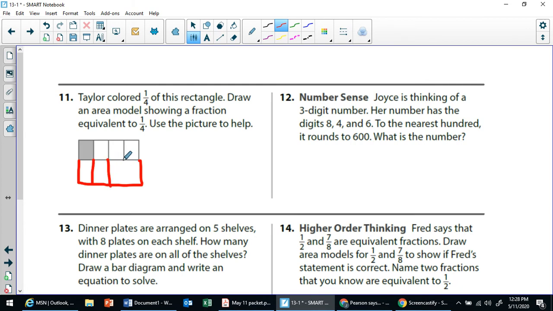I broke it up into fourths just like that. Now I'm going to show you another trick. Try breaking it up in half. Now I've broken it up into eighths.